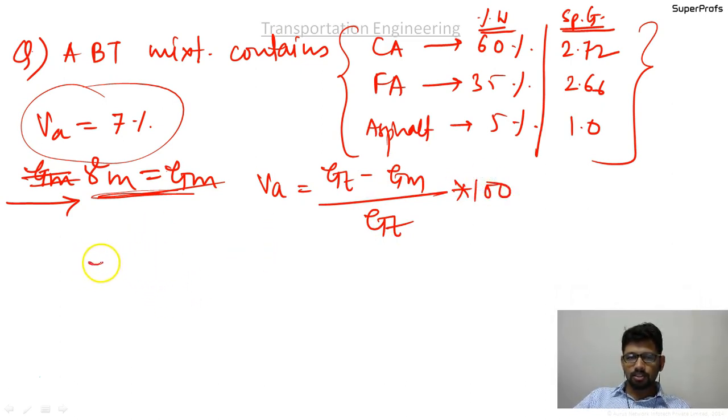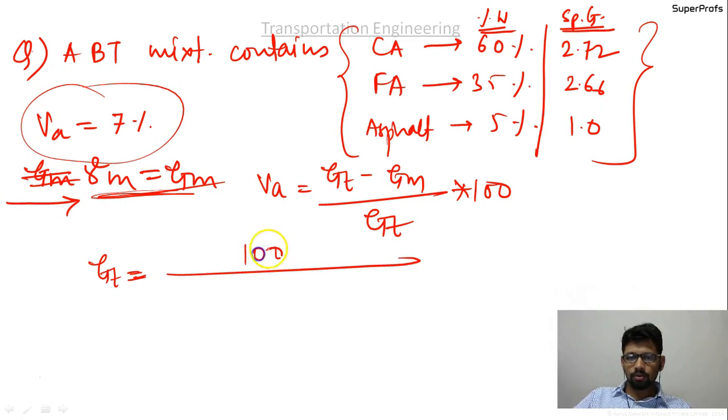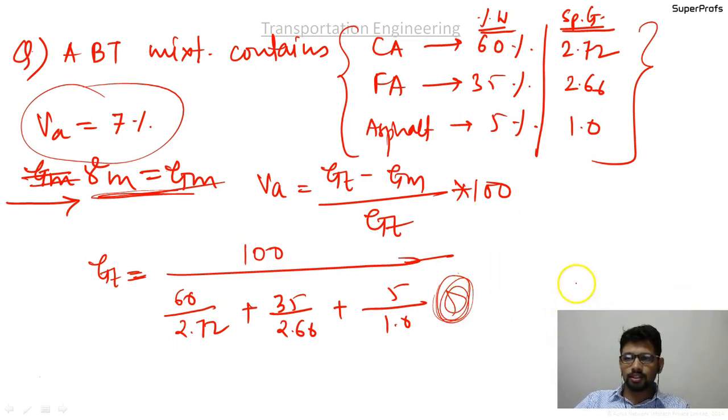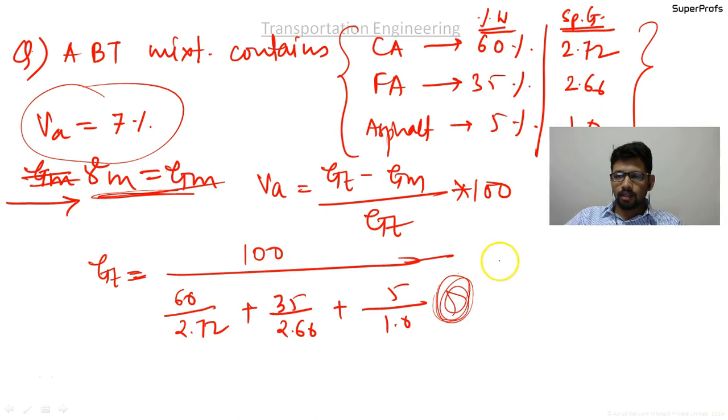GT will be given as 100 upon 60% upon 2.72 plus 35% upon 2.66 plus 5% upon 1.0. Here you don't include air. You never consider air over here. We consider only solids. So the answer that you get for GT is 2.48. So we will use this formula.